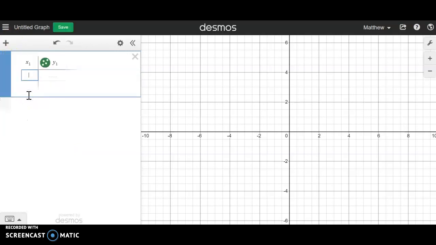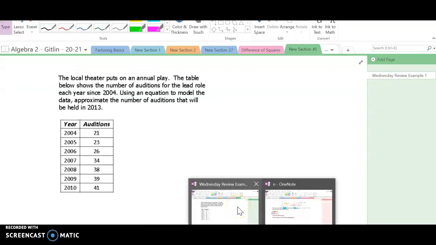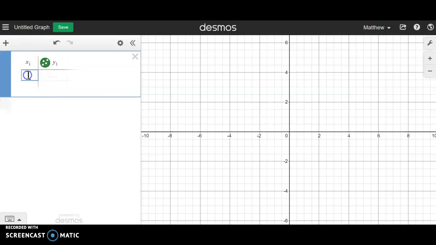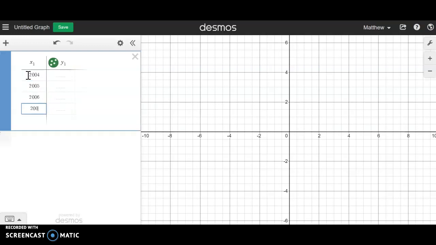What item do we want? Table. Great. So what year did I start at? I want to double check. That's 2004, and it goes up to 2010. So we just go and type these in real quick. And then when you're done, you should always go back and read it over really quick. 4, 5, 6, 7, 8, 9, 10. Great. I did not skip anything. It's really important to check for that.